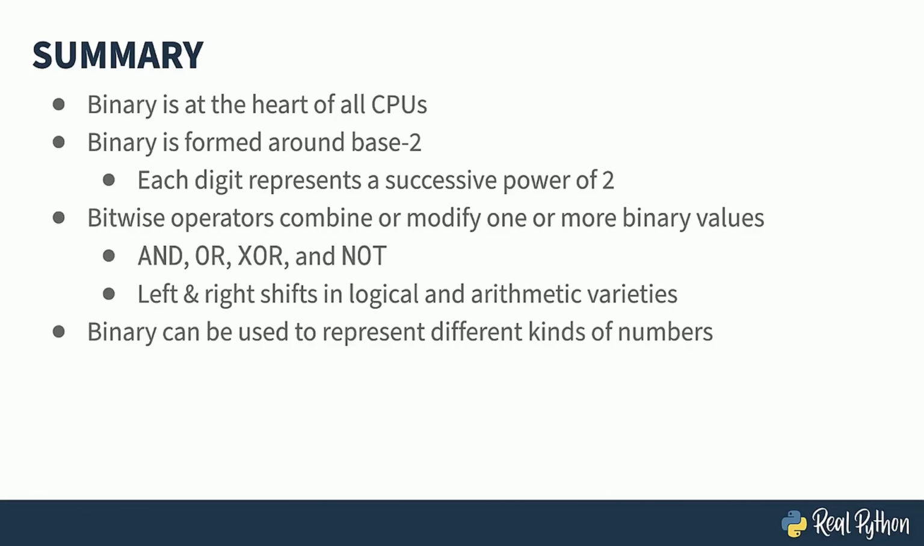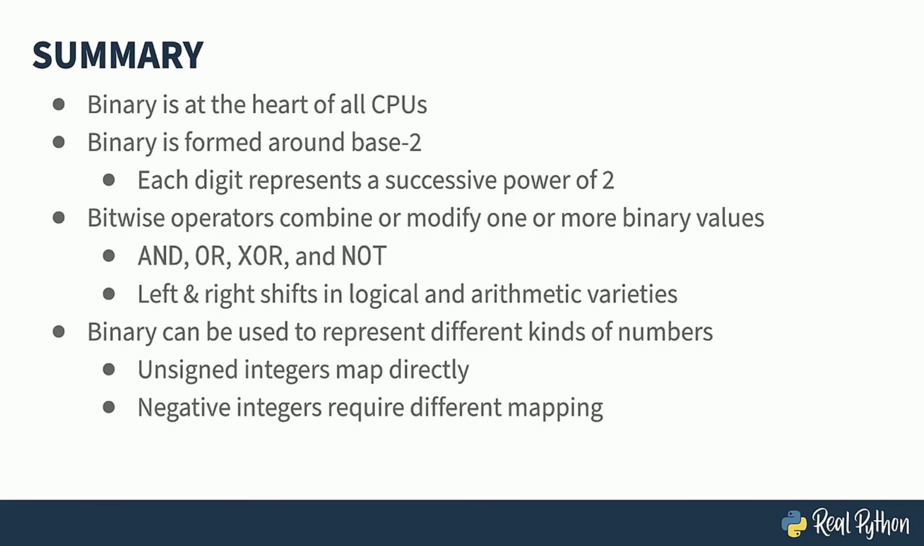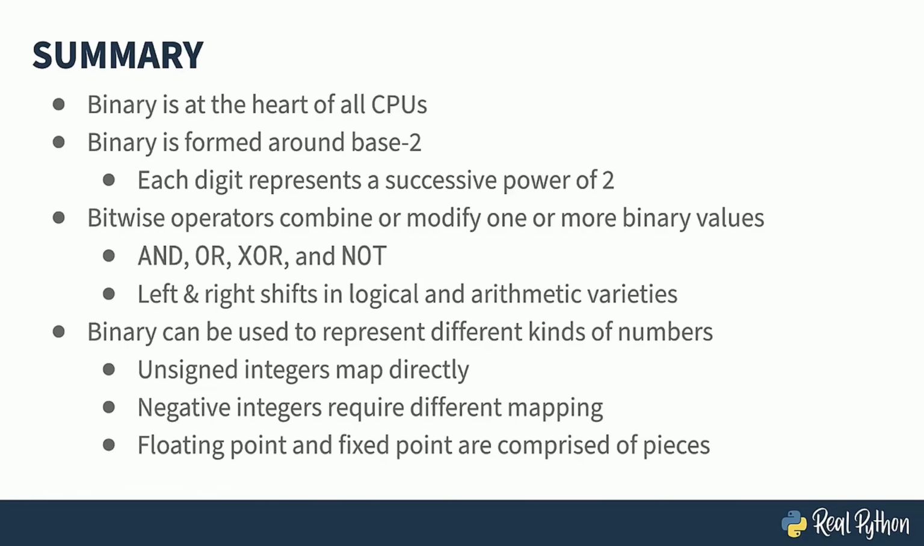Everything in your computer is a binary value, just mapped differently. Unsigned integers map directly to the powers of 2. Negative numbers need a different mapping, 2's complement being the most common. And floating point and fixed numbers are packed sets of bits, portions of each meaning different parts of the number they're expressing.